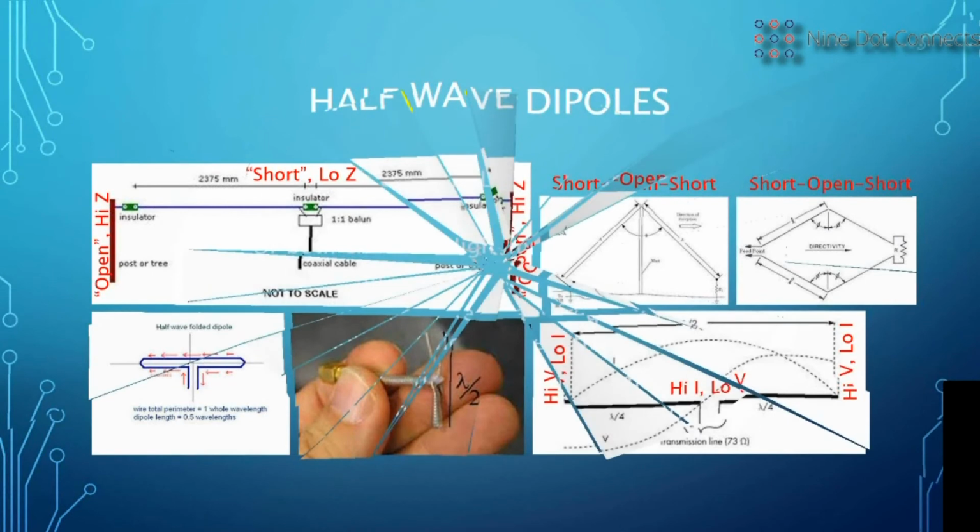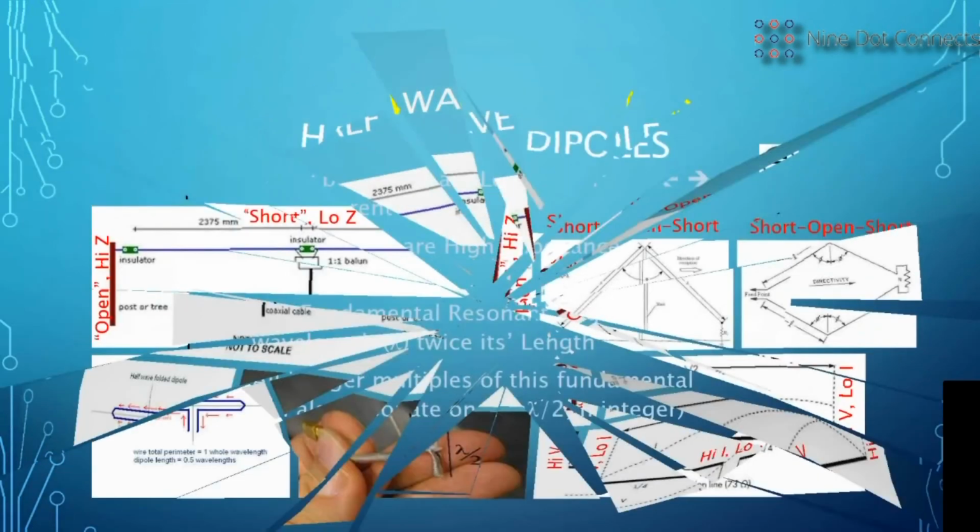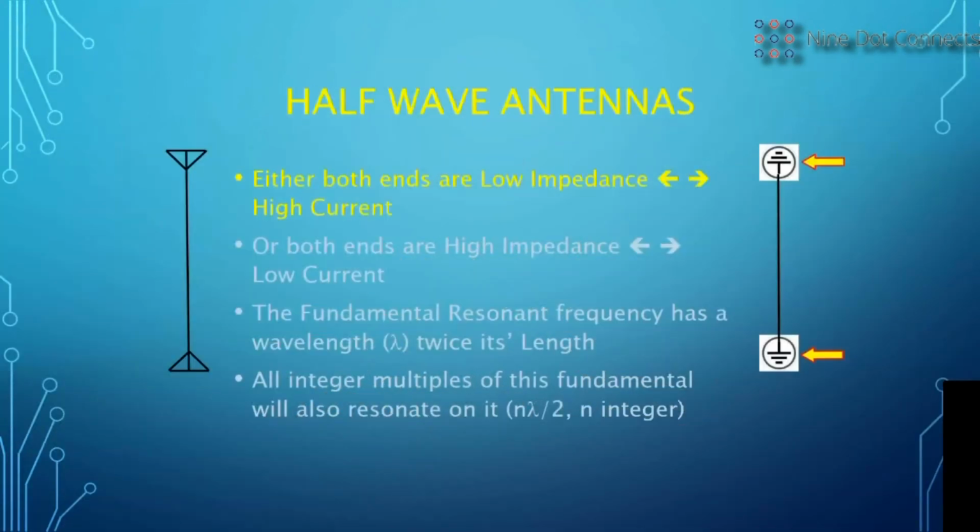So let's talk about half-wave antennas. Either both ends are at a low impedance, which corresponds to high current at those ends, in which case the center will be at a high impedance, or both ends will be at a high impedance, which corresponds to low current, and the center will be a low impedance. The fundamental resonant frequency has a wavelength of twice its length for a half wavelength antenna. All integer multiples of this frequency will also resonate on it.